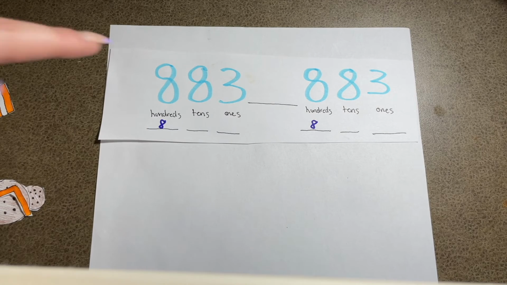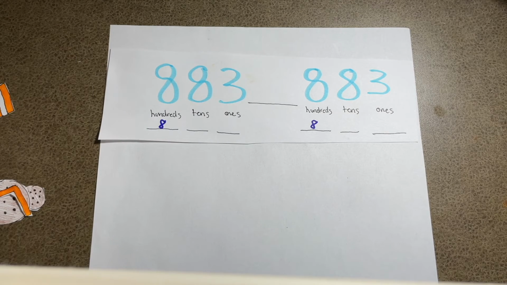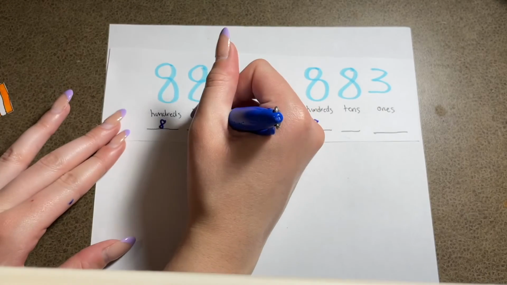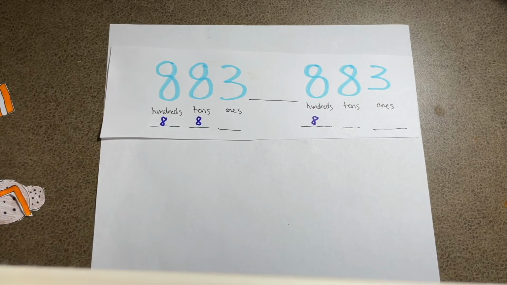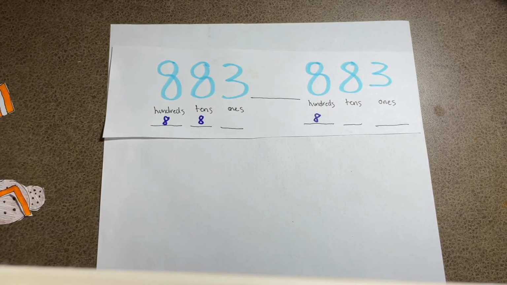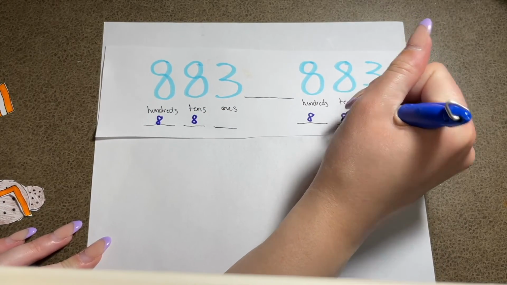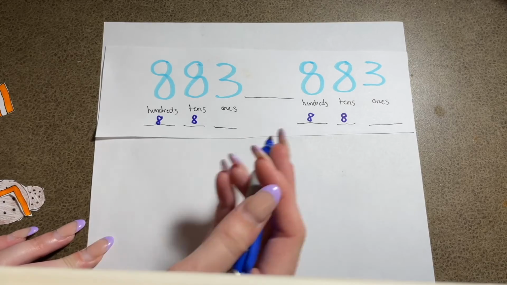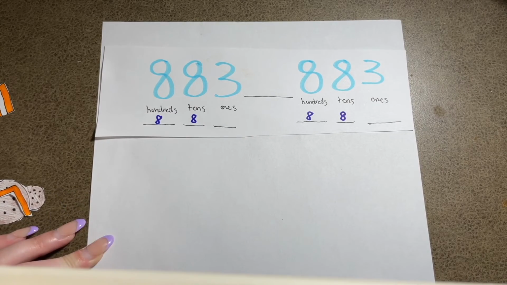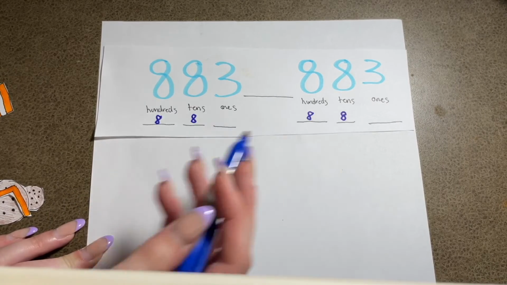So let's move on to our tens number. What's our tens number for 883? 8. Now let's look at our tens number for 883. What's it going to be? 8. So which one of those is bigger? Neither of them. They're going to be equal again. 8 and 8 are the same.